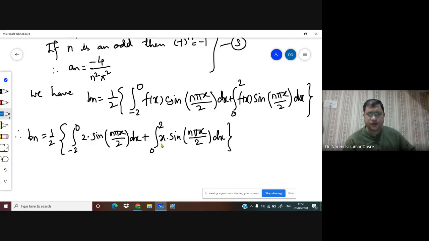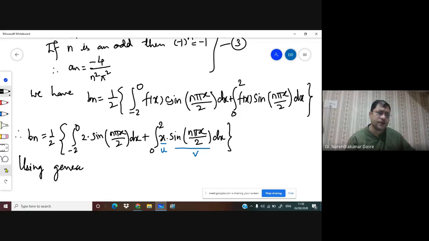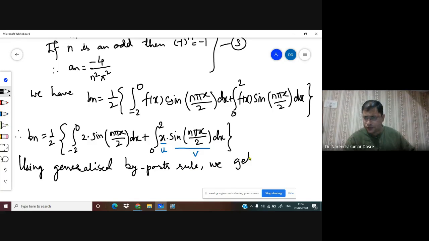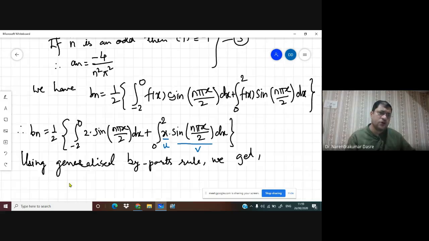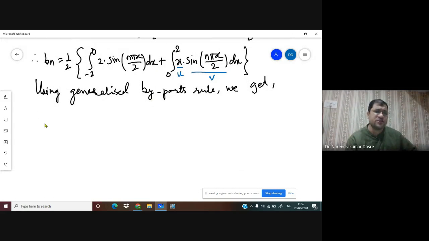But here we have two different functions. So this we consider as u, and this we consider as v. So for this integral, we have to apply the generalized by parts rule, and hence we apply. So using the generalized by parts rule, we now have to apply it to this integral.